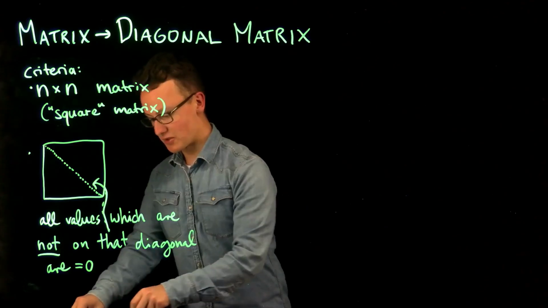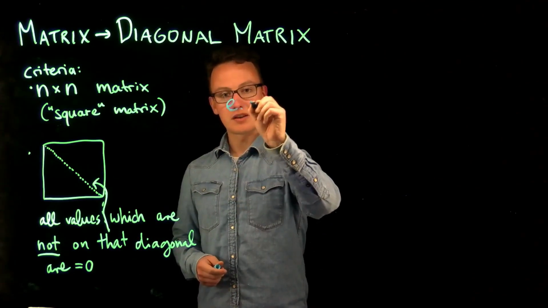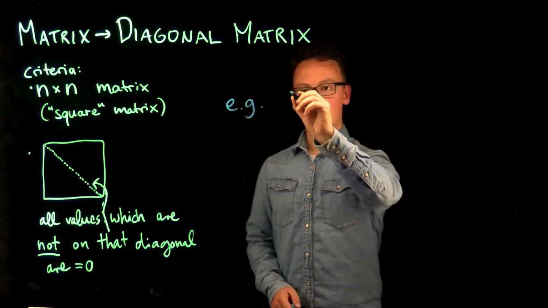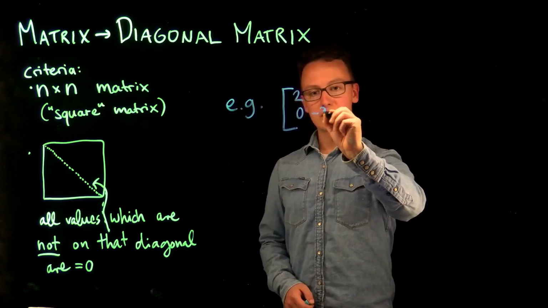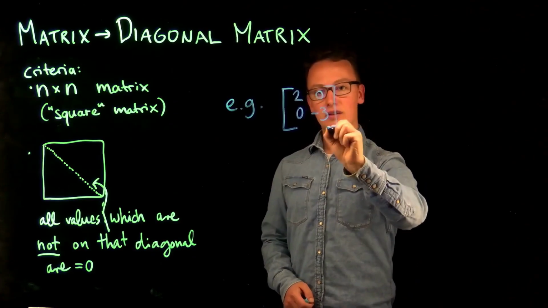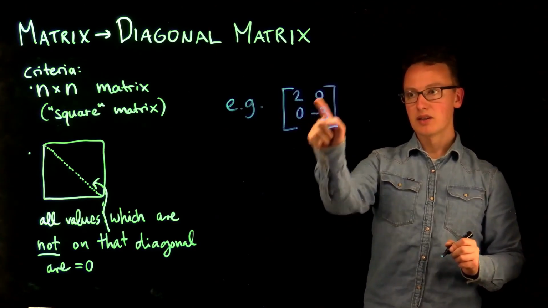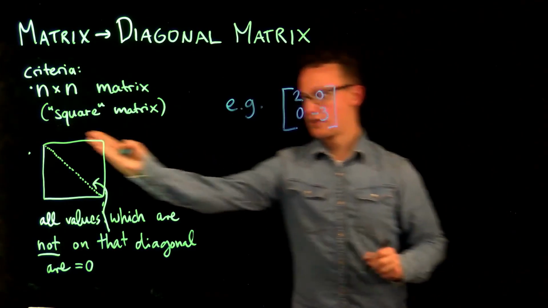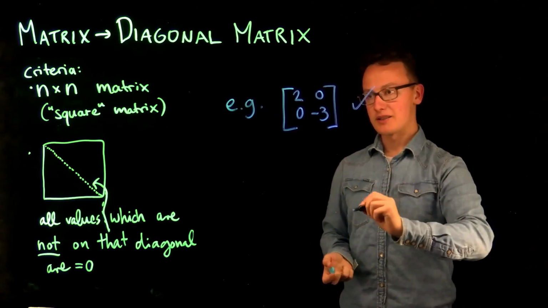Well, we can imagine a simple 2 by 2 matrix. So let's start with examples here, and we could have, let's say, 2, 0, minus 3, 0. That's a diagonal matrix because, well, the diagonal values can be whatever, but these two values which are not on this diagonal are 0. So that's a fine example.